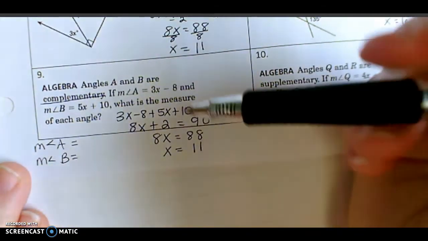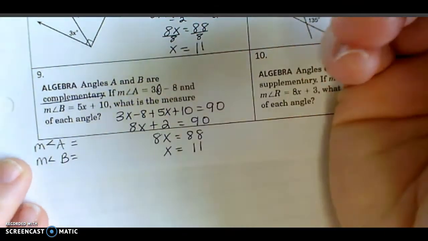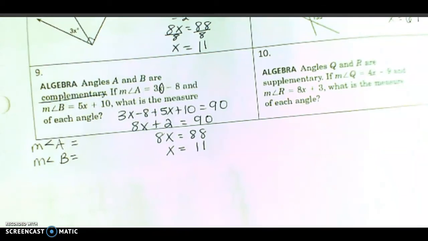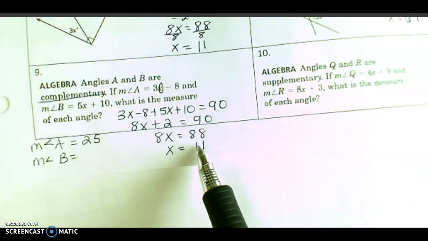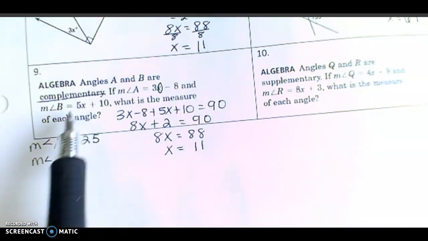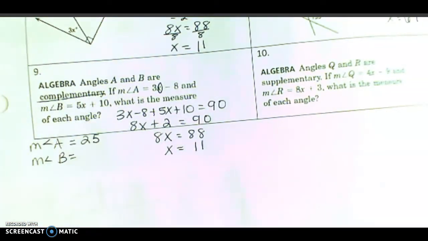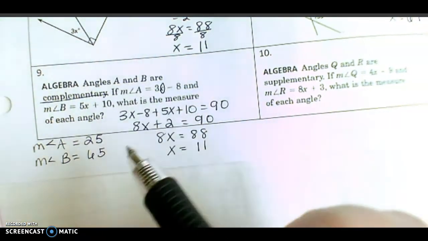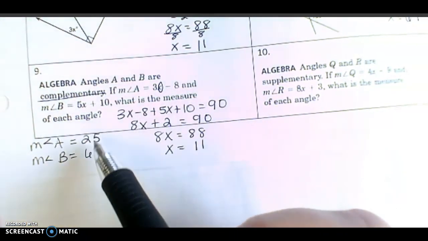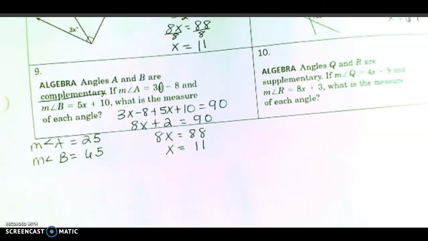So what I do is I take this 11 and I plug it where x goes. So I'm going to take 3 times 11 minus 8. I get 25, so that means angle A is 25. For B, I'm going to take 11 and plug it right there. So I'm going to have 5 times 11 and then plus 10. So that's 65. And you could check it when you finish and make sure that those two angles do add up to 90. They do, so we know we did it correctly.